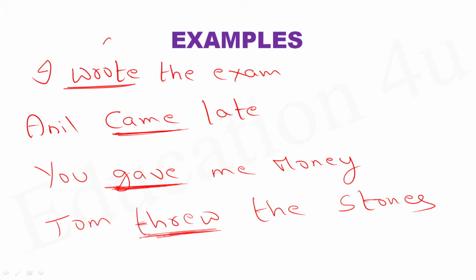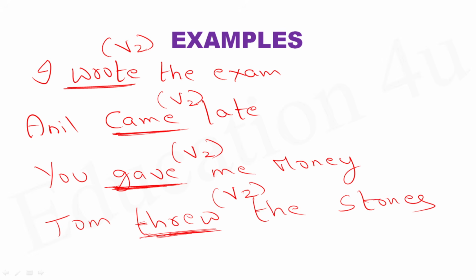Did you notice that? Yes. Wrote is the second form of write. Came is the second form of come. Give is the second form. Gave is the second form of give. Threw is the second form of throw. This is the beauty in all these 4 tenses, in all these 4 examples.